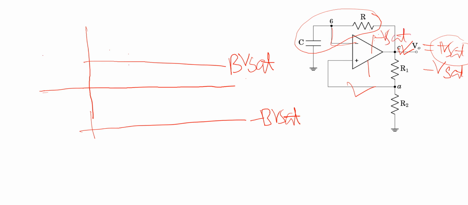Okay, now initially suppose the output V0 is positive V set. So what will happen? Our capacitor will get charged. This will be the path and no current will flow into the op amp, since we are considering an ideal op amp. So when the capacitor gets charged, the capacitor voltage will be increasing. But if it crosses the upper threshold value, then our output voltage will come back to minus V set.